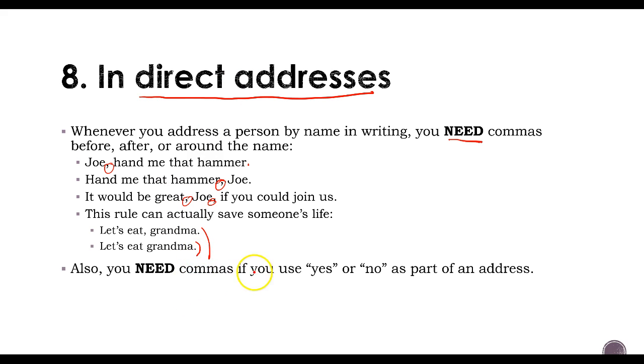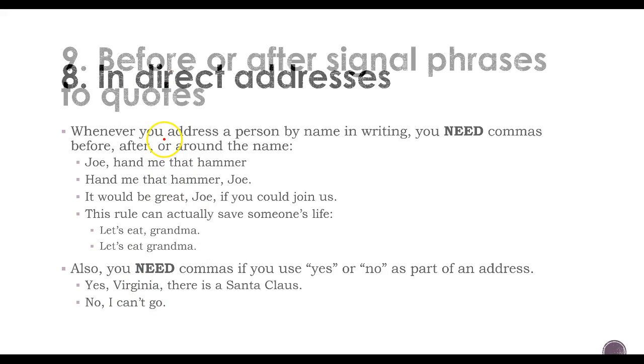You also need commas if you use the word yes or no as part of an address. Yes, Virginia, there is a Santa Claus. So in this one we have both rules. Since we're starting with yes, we put a comma here, but we also need commas around Virginia since we're addressing her directly. No, I can't go. Whenever you're addressing somebody directly with yes or no, you need a comma. So there's number 8, direct addresses.